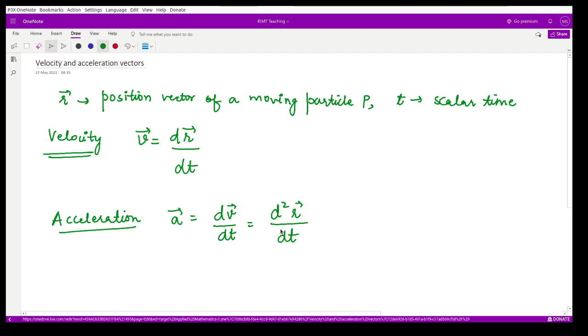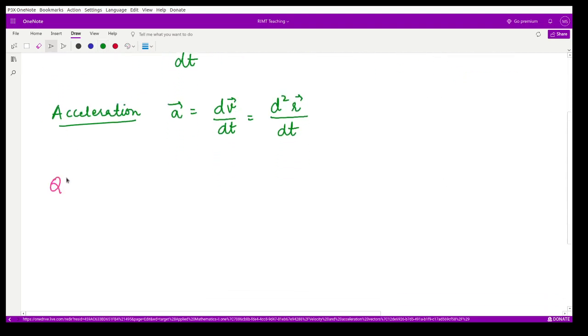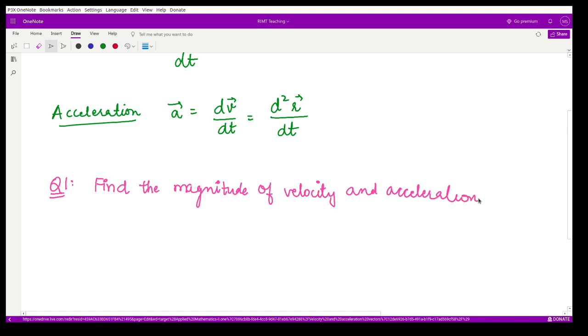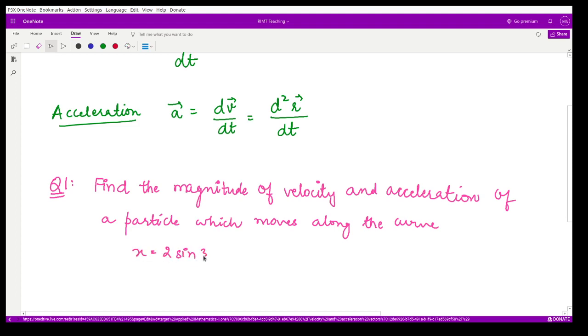So let me give you one question. The question says: find the magnitude of velocity and acceleration of a particle which moves along the curve x is equal to 2 sine 3t, y is equal to 2 cos 3t, z is equal to 8t at any time t is equal to 0.